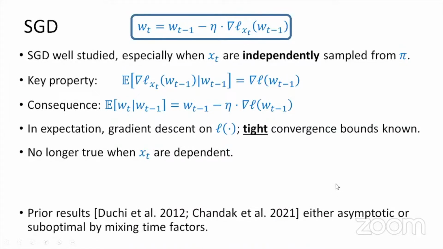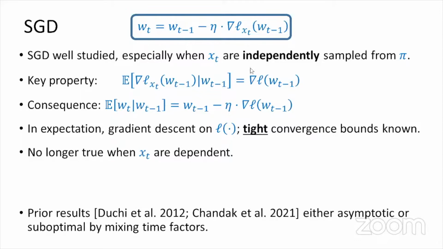As we saw yesterday, SGD is very well studied, especially when the xt are independently sampled from pi. This was the setting that we considered yesterday. The key property that makes SGD work in this setting is that the conditional expectation of the gradient of the loss function at wt minus 1, conditioned on all the past iterates up to wt minus 1, is nothing but the gradient of the population loss function, which is the expected value of L when we take the expectation over xt. This is the key property satisfied by stochastic gradients in the independent setting, and it is the property used when we want to show convergence of the stochastic gradient descent algorithm.